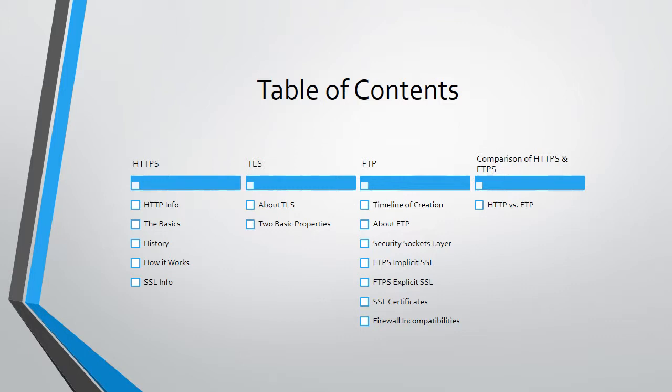Next comes FTP. In this section, we will look at the timeline of creation, define FTP, dive a little more into SSL, including FTPS implicit and explicit SSL. We also discuss SSL certificates and firewall incompatibilities. Finally, we finish up with a comparison of HTTPS and FTPS.